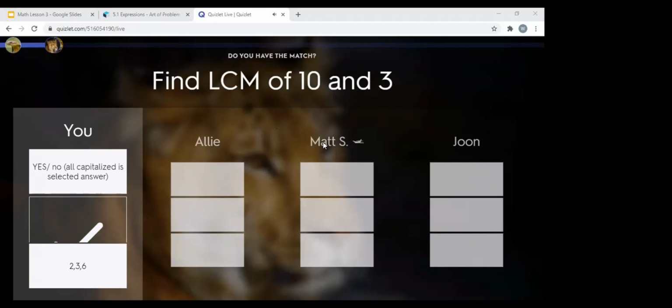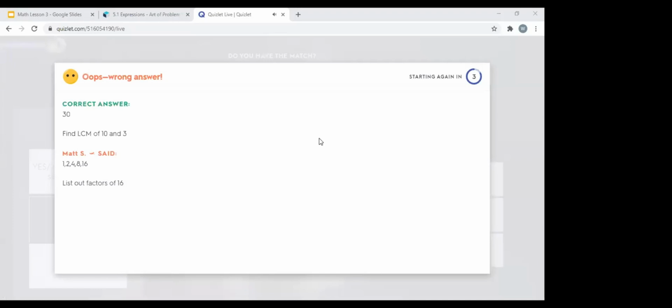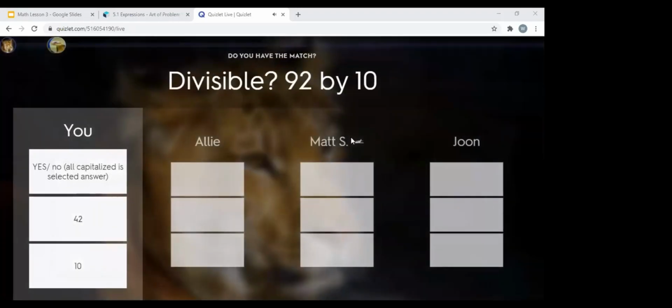I don't know what the iPad is. This is like the class iPad. Yes. How does this work?